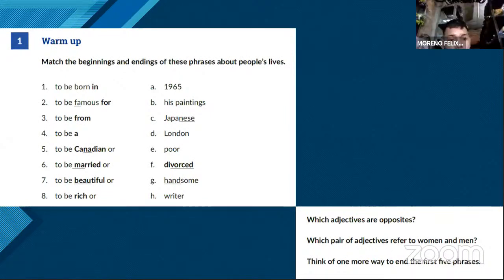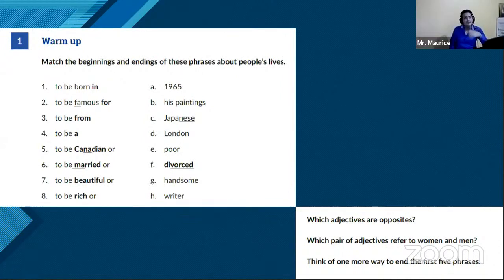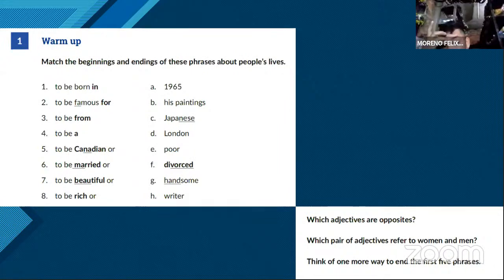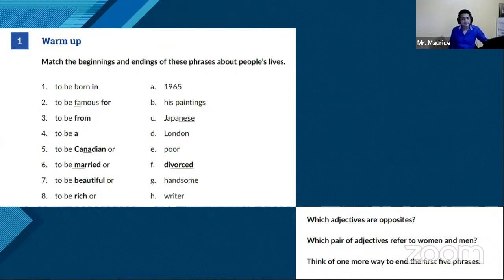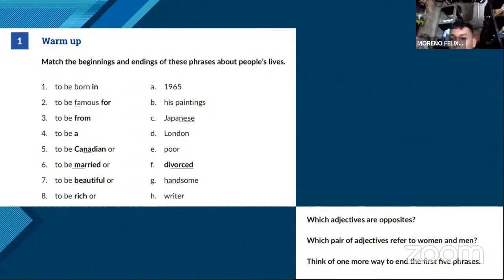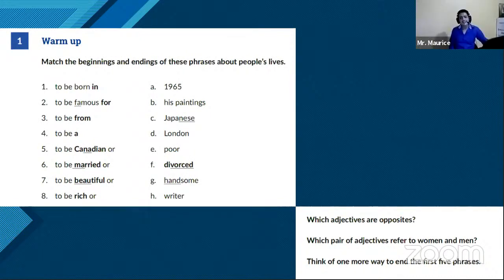To be married. Okay, if you say married, well, but no. Which ones? No? Writer, pintor. No, that's not a word. Okay, if you just said writer, it is a noun, it's not an adjective. Escritor es un sustantivo, no es adjetivo.